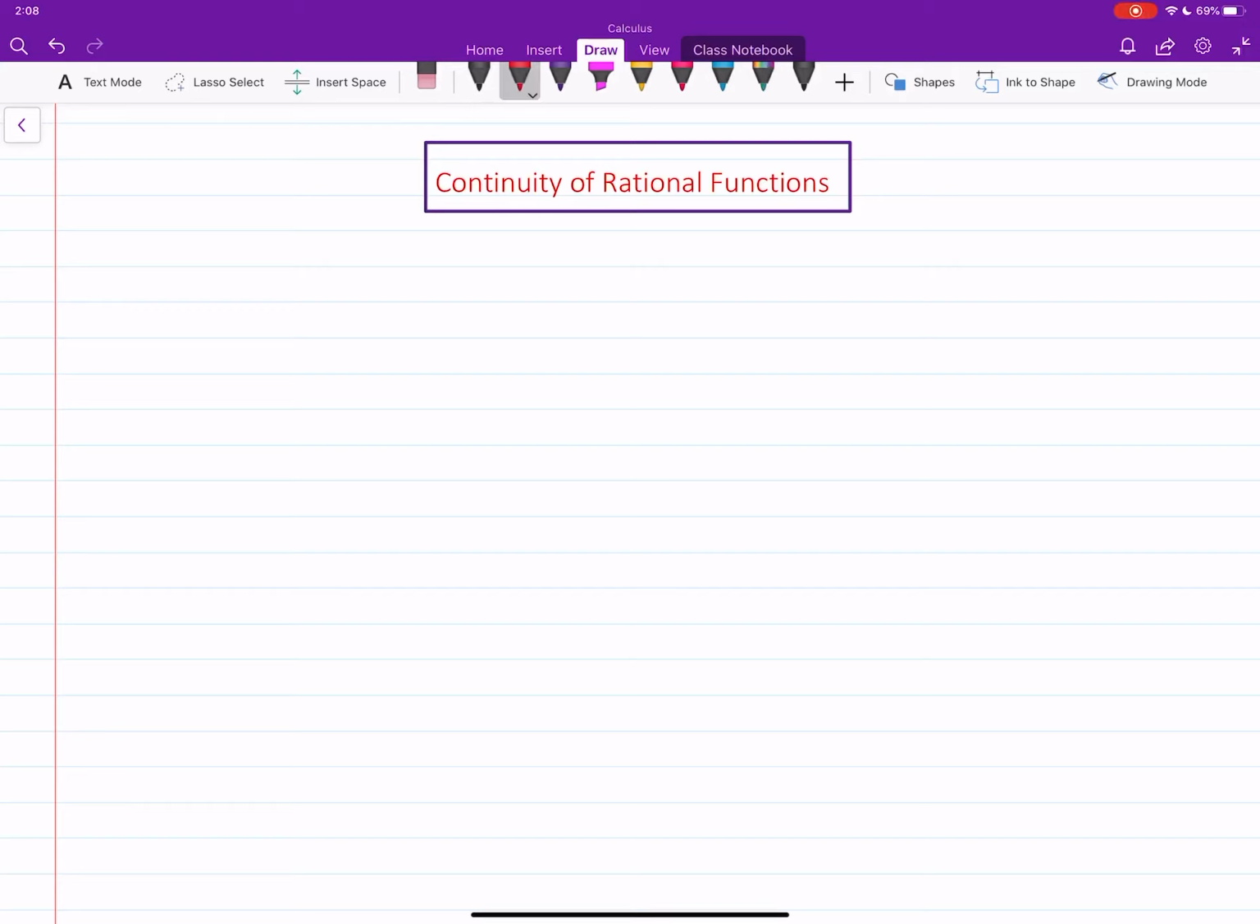Hi, in this video we will study continuities of rational functions, the functions which are polynomial over another polynomial. Let me just write what is a rational function. A rational function is a function which is a quotient of two polynomials, where P and Q are two polynomials.